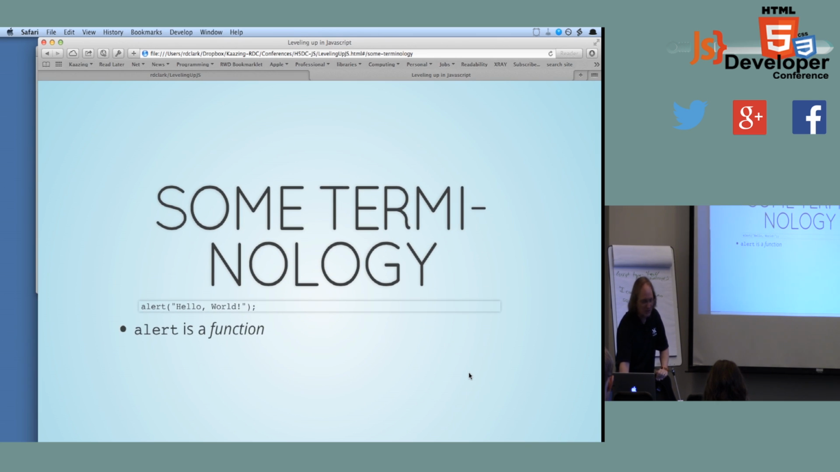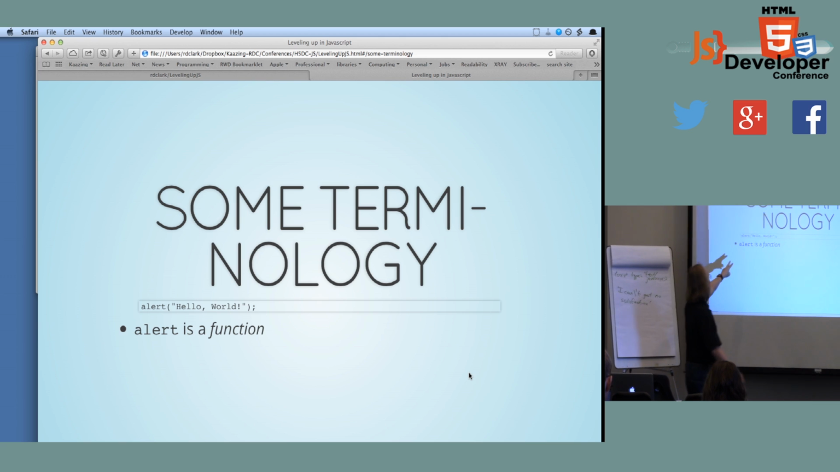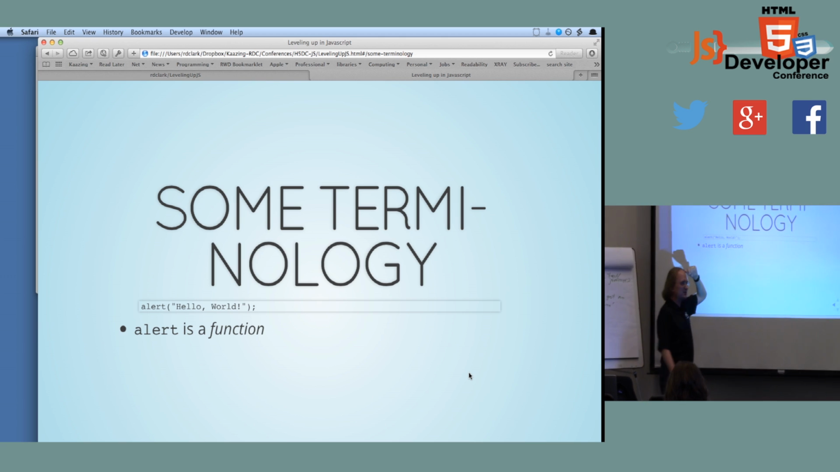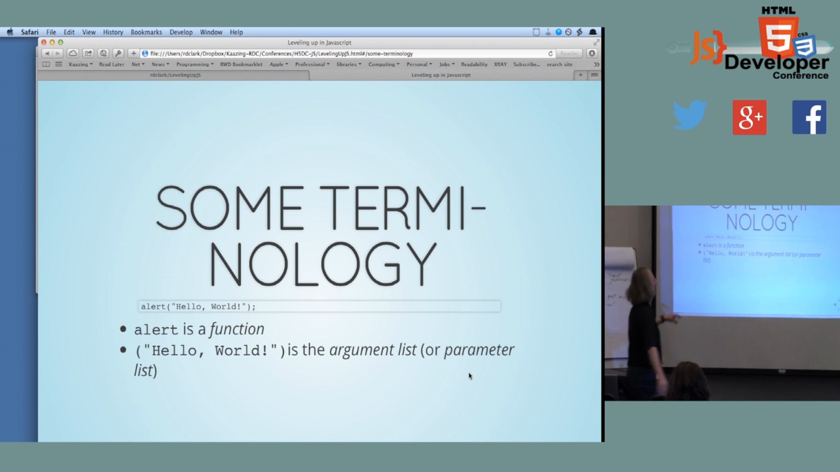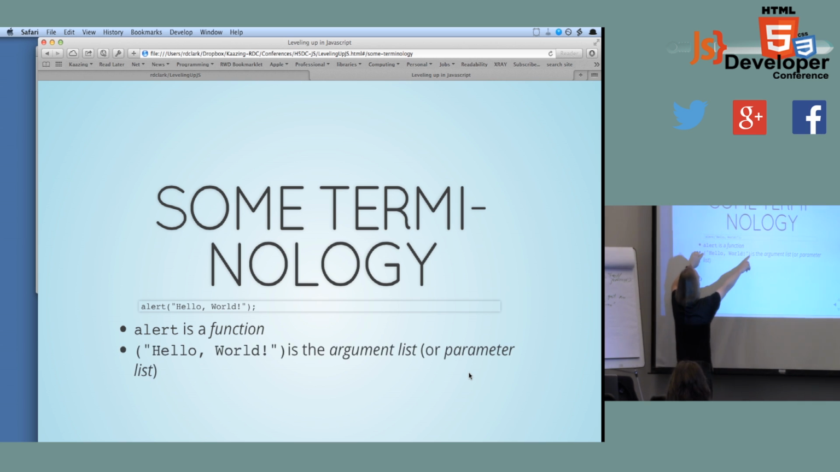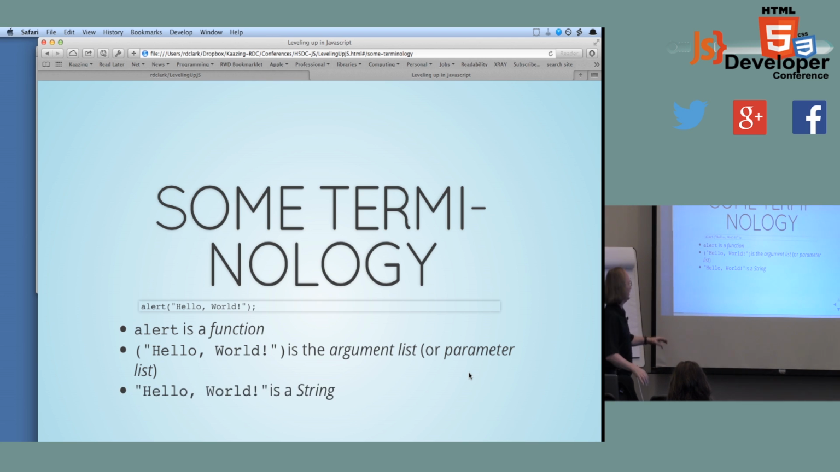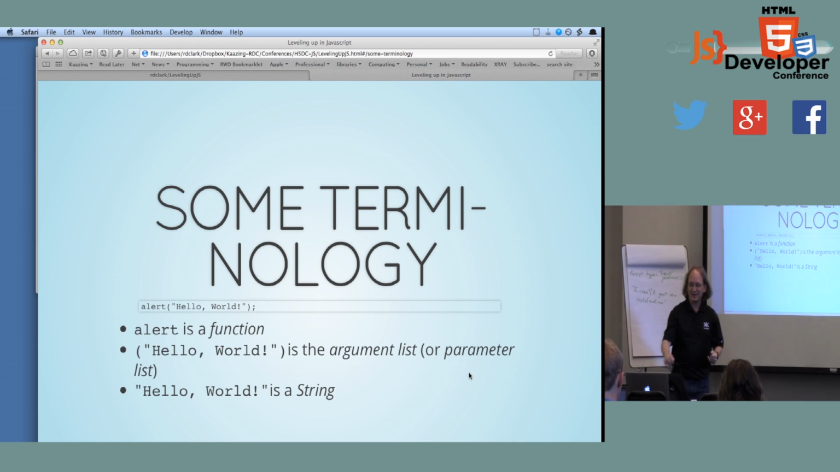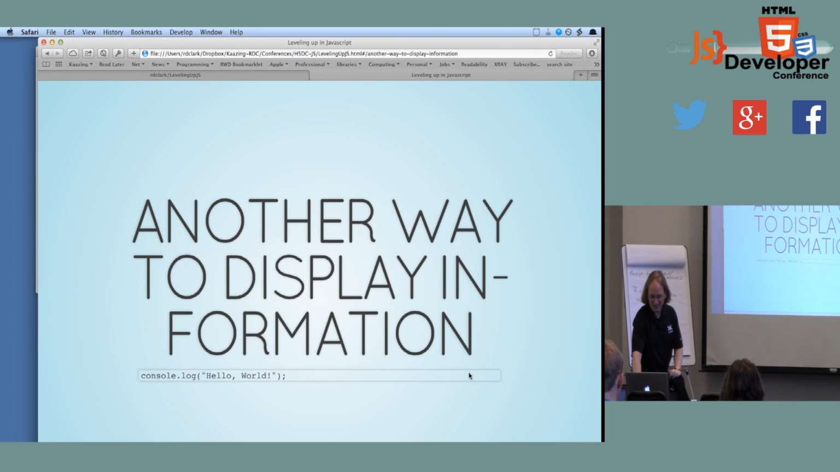So some terminology. Alert here is called a function. You will also hear it called a method sometimes when it's used inside of an object, but technically speaking, it is a function. The parentheses wrap around what's called the argument list, sometimes called the parameter list. And then there is one string passed in as an argument. And again, like I said, we're being basic here. We'll get out of basic in a minute.